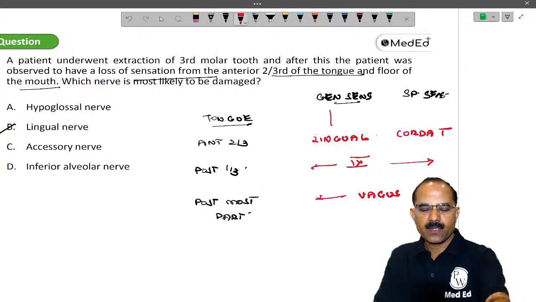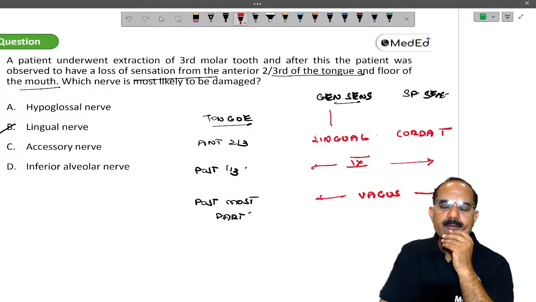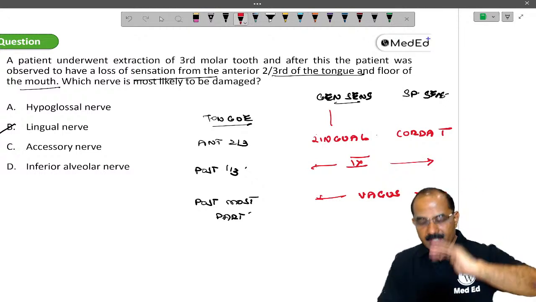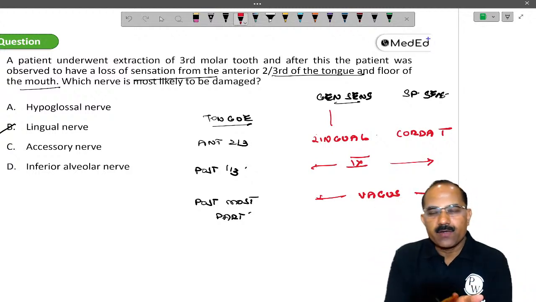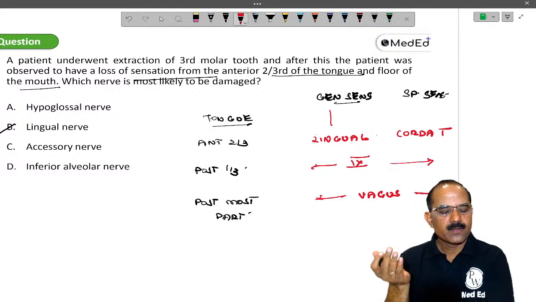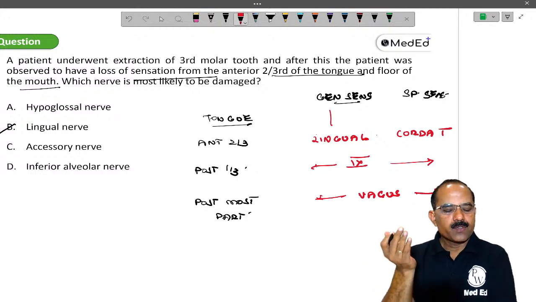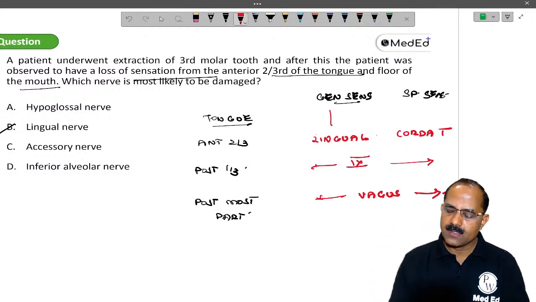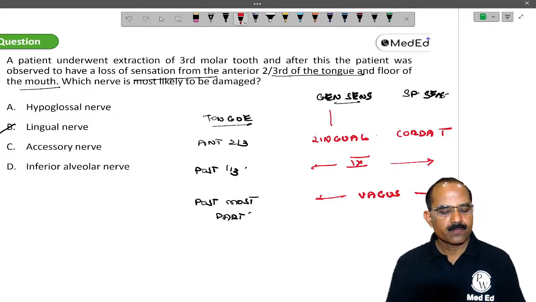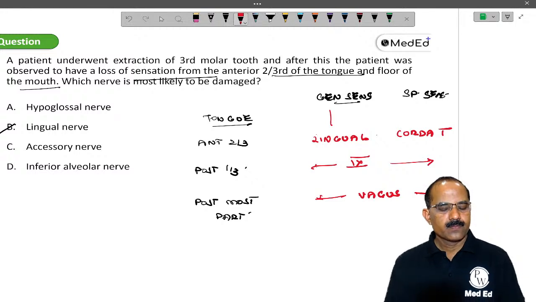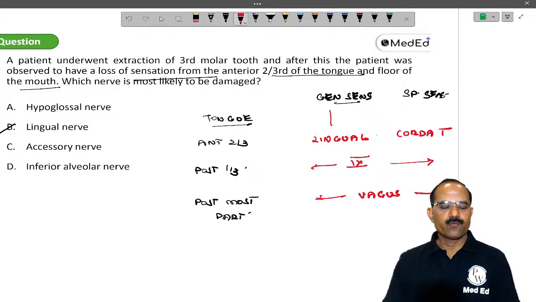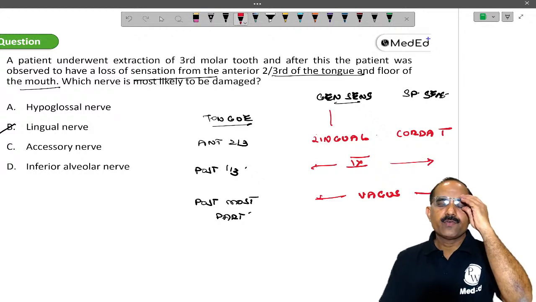Clear now, bachcho? Yes. So general sensations, anterior 2/3 of the tongue is lingual nerve, which is a branch of fifth nerve, mandibular nerve. Special sensations is chorda tympani. Right. Posterior 1/3, both general and special sensations is glossopharyngeal. Posterior most part is vagus. Okay, fine. Chalo, clear to all of you?